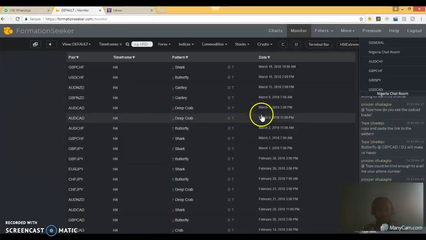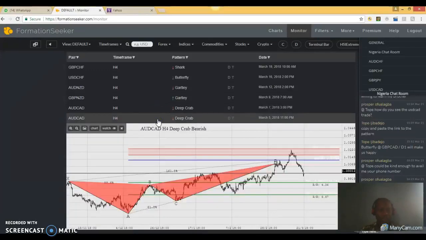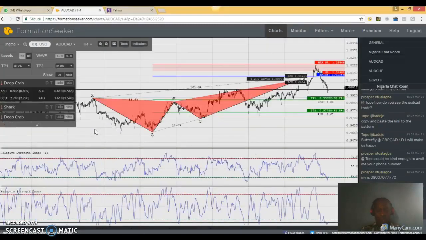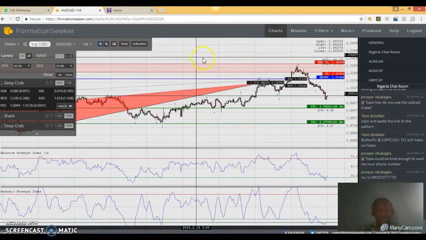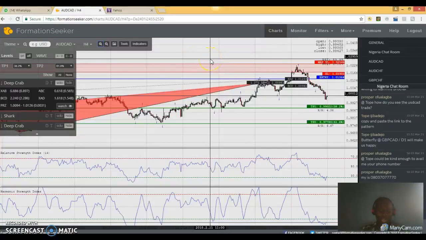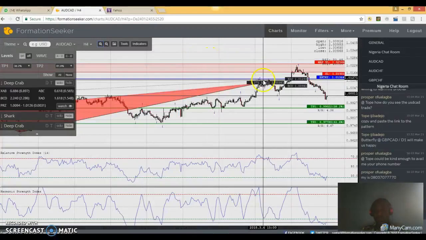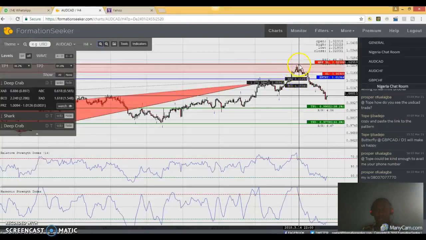Let's go back, and then now where are we? Now we have the AUD card, 4 hours chart. Wow. Now let's look at this. This is a typical example of what I told you about. I remember I told you that whenever Formation Seeker gives you a pattern and then it gives you 2 stop losses, you always stick with the maximum SL. That's the maximum stop loss. Preferably add 5 more pips, but let's just go with the maximum SL here.